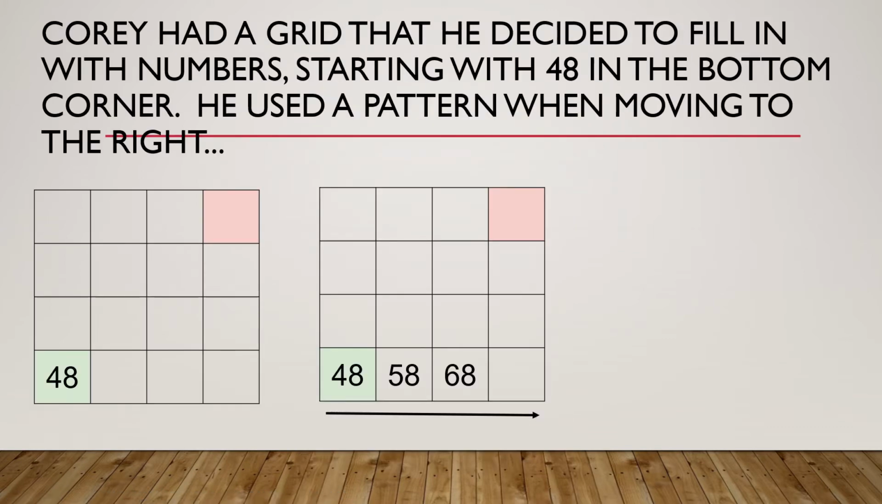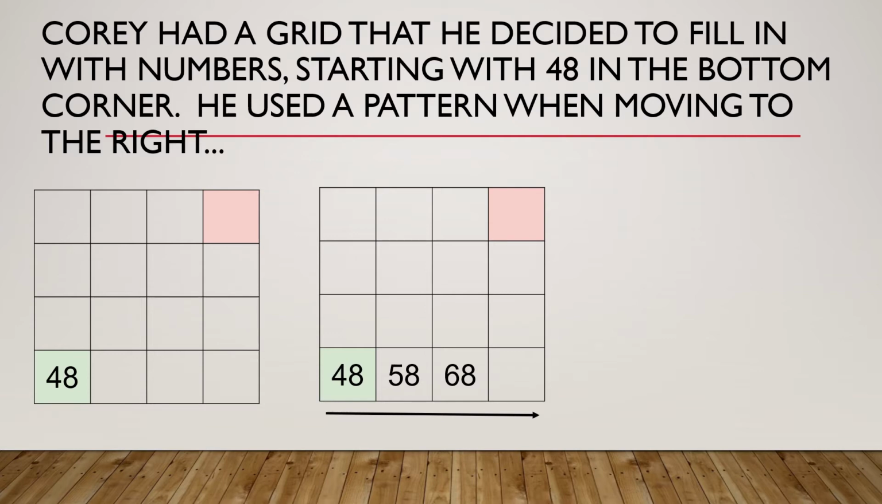And good job on recognizing the pattern on our 120 chart. Now, let's look at some numbers in a grid, and we're going to practice adding tens to numbers and looking at them in different patterns than they appear on the 120 grid. So let's look at this word problem. Corey had a grid that he decided to fill in with numbers starting with 48 in the bottom corner. He used a pattern when moving to the right.